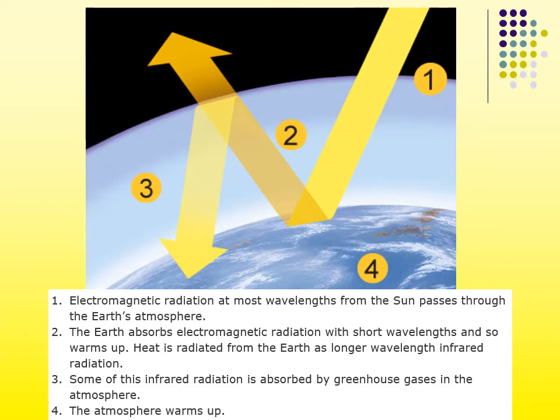Anyway, this radiation passes from the sun through the Earth's atmosphere. The Earth absorbs electromagnetic radiation with shorter wavelengths and so warms up. Heat is radiated from the Earth as something called infrared radiation. Some of this infrared radiation is then absorbed by the greenhouse gases in the atmosphere instead of escaping out into space, and this is what causes the atmosphere to warm up. This is what we called in our previous slide the greenhouse effect, which causes global warming, which causes climate change.